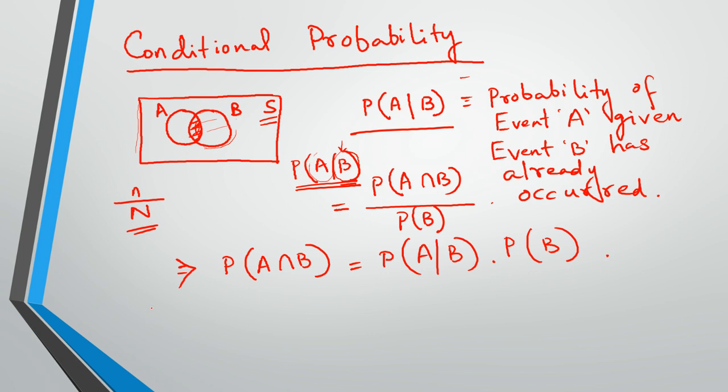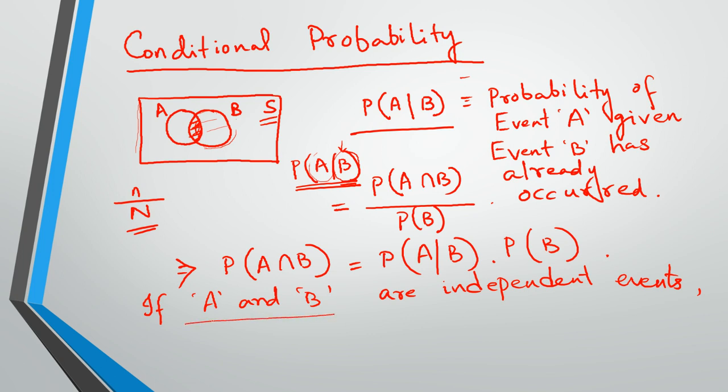If you need to understand this, let's discuss from basic sense. If events A and B are independent events, what do we mean by independent events? It doesn't matter whether B has occurred or not. Probability of A does not depend on B and vice versa. Similarly, probability of B does not depend on A. They are independent of each other.